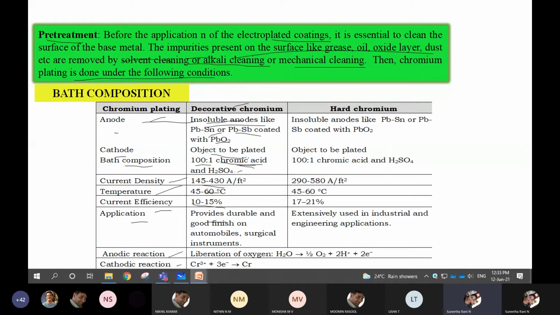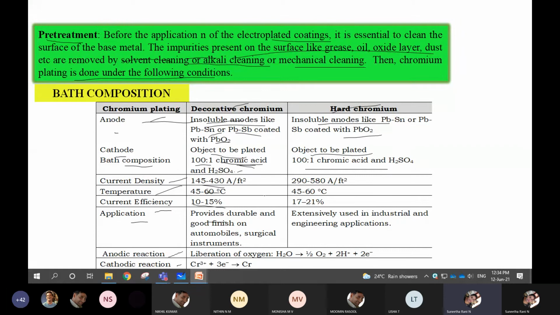First, we will see how to set the bath composition. Similarly, in the case of hard chromium, you have to set the anode. The anodes here are also insoluble anodes, like lead and tin, and lead and antimony, coated with lead oxide. Both are the same in both cases. The cathode is the same, the object to be plated. What is the bath composition? Here also 100:1 chromic acid and H2SO4.